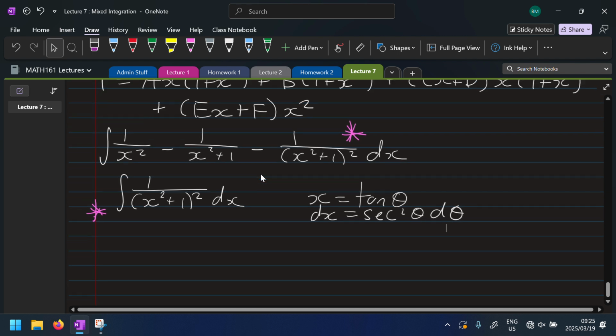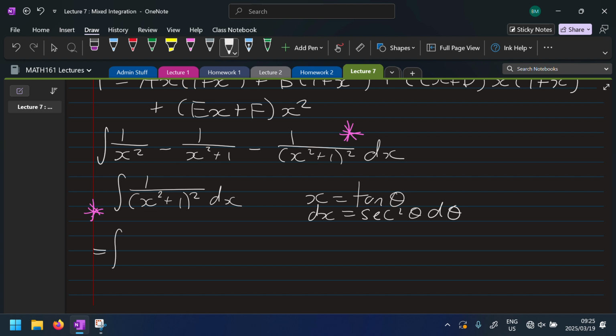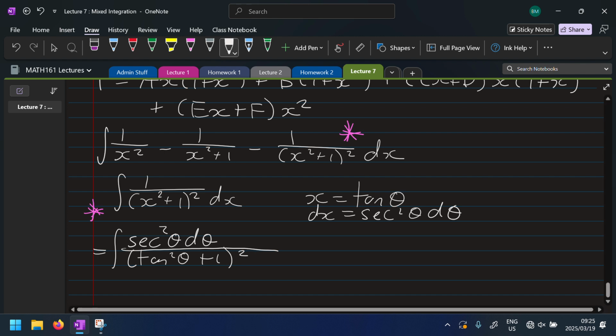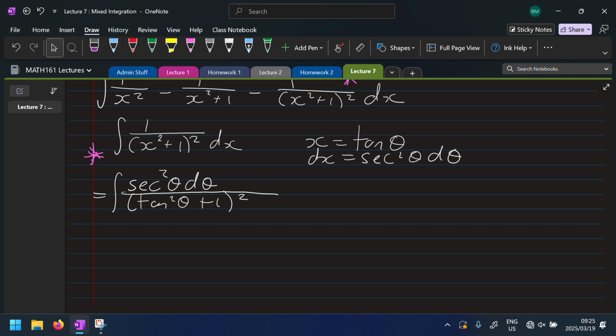So in this case, let's carry on with the trig substitution. This is going to be the integral. The top bit, sec squared theta d theta. The bottom bit, x squared will be tan squared, plus 1, and then squared. So we end up with this. Tan squared plus 1 is going to be sec squared, squared again, so sec to the 4.